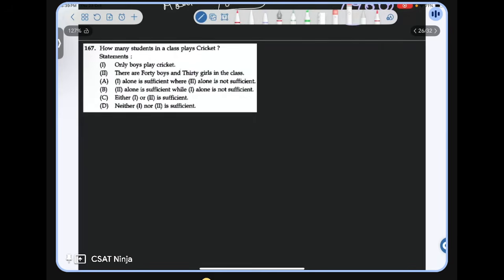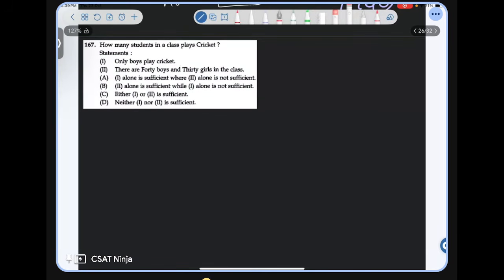The next question is: how many students in a class play cricket? How many people play cricket? That's what is asked. So what is statement number 1? Only boys play cricket. Boys equals cricket. That's number 1. So can I answer the question? No, right? Using this statement, I won't be able to answer.